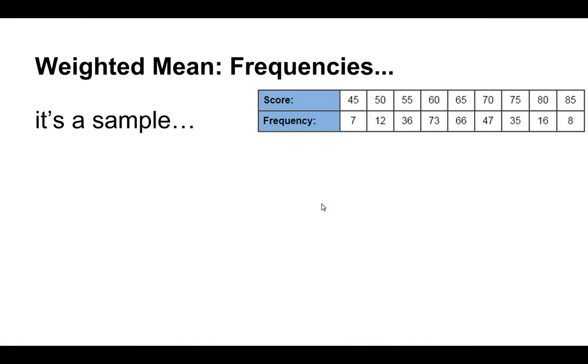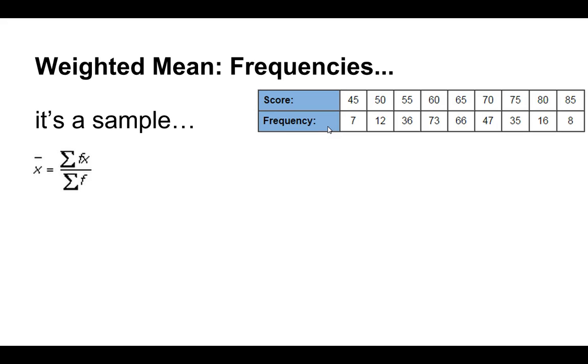So let's take a look at a frequency distribution with weighted means. In this case, we're dealing with a sample, and our sample has a number of values in it. So we've got scores of 45, 50, 55, 60, all the way up to 85. Each of them is assigned a frequency. So in this case, that means we have 7 items, 7 objects that have a score of 45, 12 objects with a score of 50, and so on. You can see the pattern.